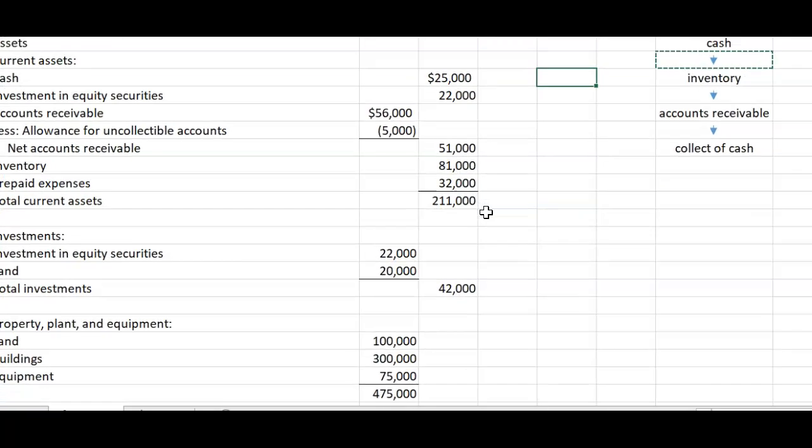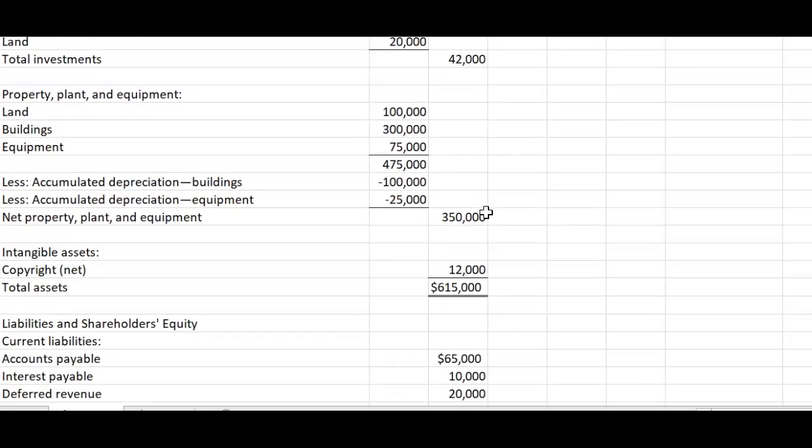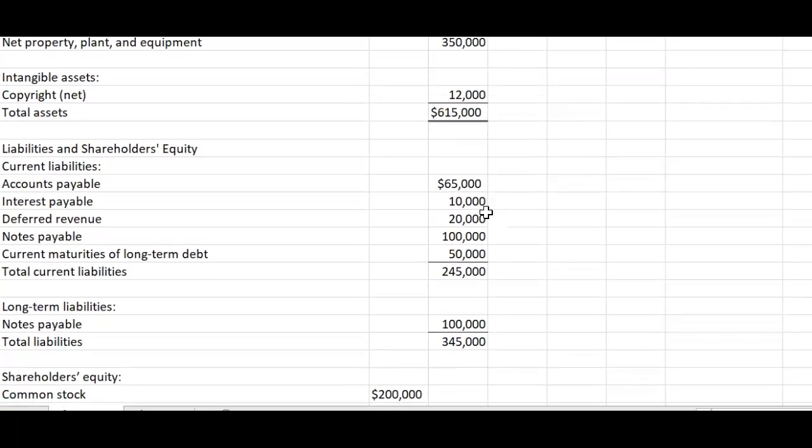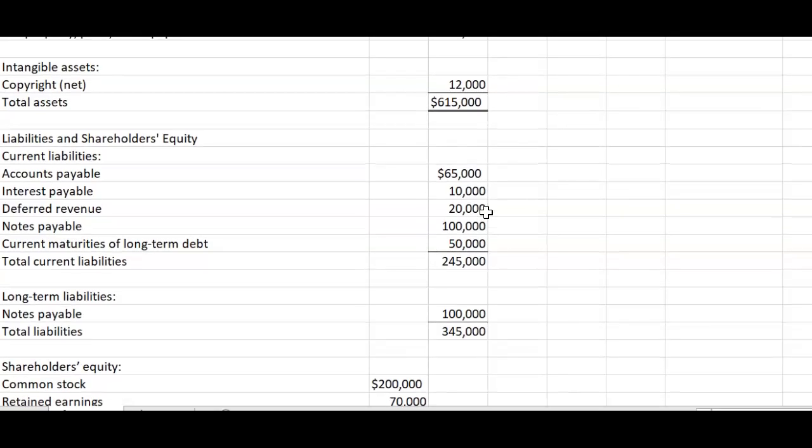Now let's look at the liability side. They would start out with the current liabilities, and that's known as accounts payable, and that's $65,000. Another current liability is interest payable of $10,000, which is given to us in the problem. Deferred revenue, we know that to be a current liability if you earn it within a year, and that is given to us in the problem as $20,000.